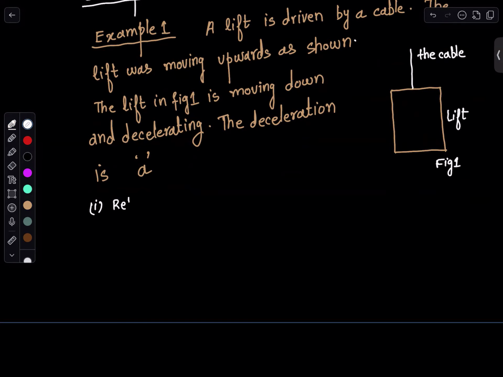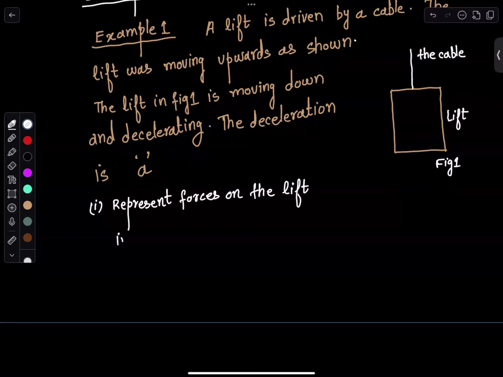Now, the first part of the question: represent the forces on the lift in figure 1. If they are using the word represent or list in the question, what is the difference? If they say list the forces or represent the forces, what is the difference? List means they're asking you to write them down, and represent means they're asking you to show them on the figure. So how many forces are there on the lift in figure 1?